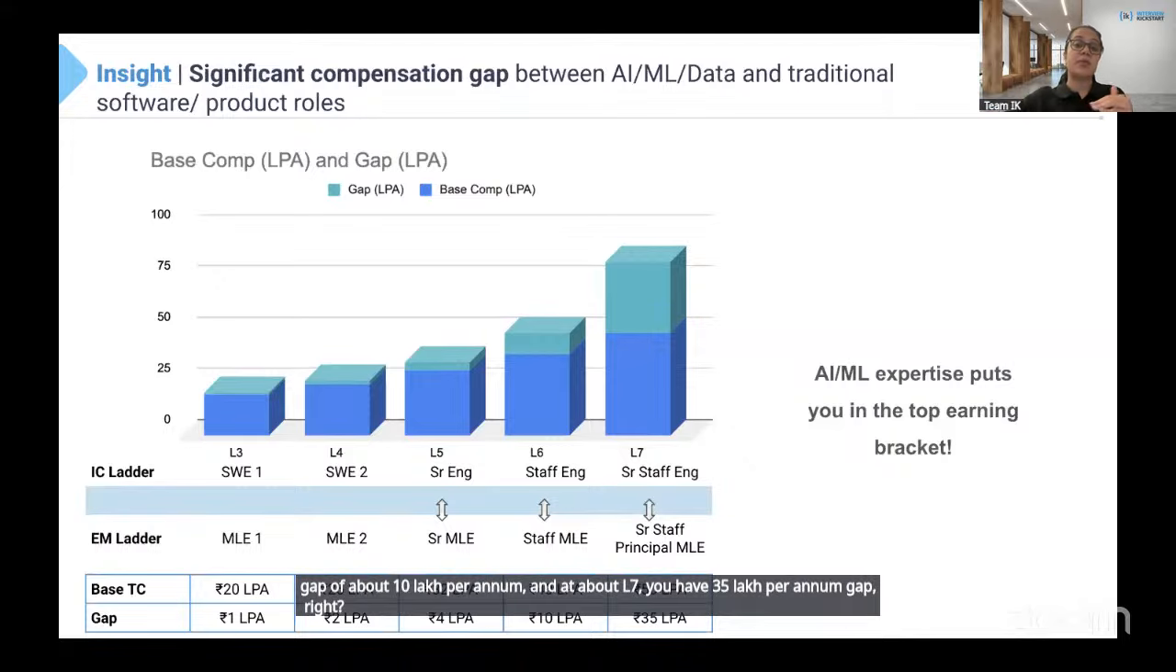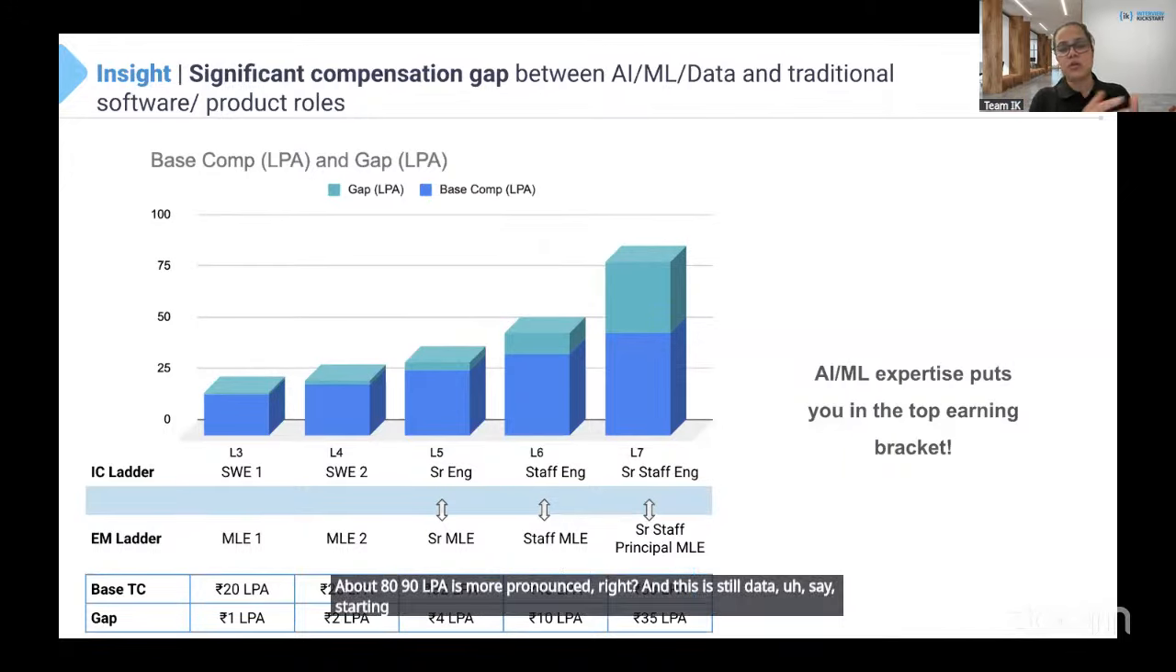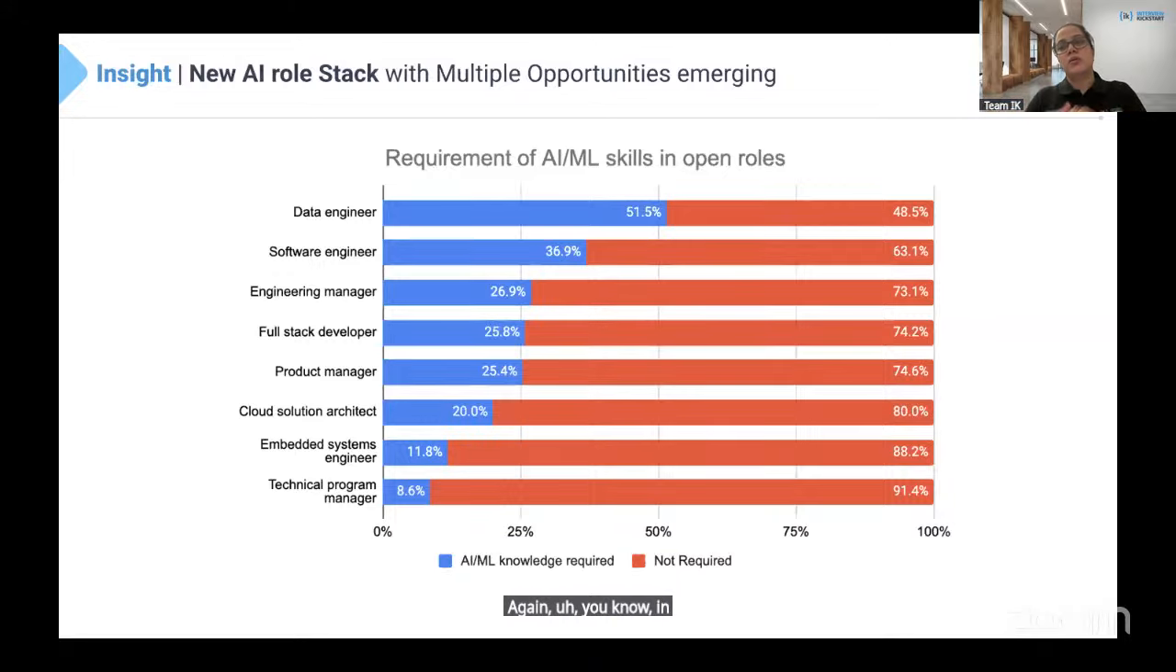So if you are an AI-enabled engineer, your potential to earn not just 50 LPA, but your potential to earn about 80, 90 LPA is more pronounced, right? And this is still data from, say, the start or middle of this year, and this is only compounding.